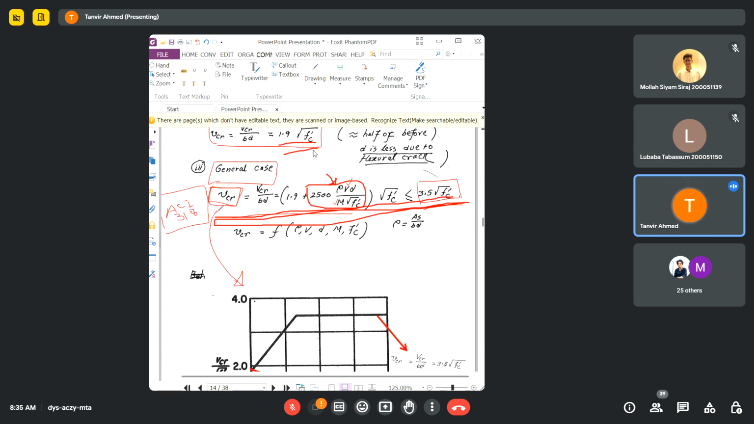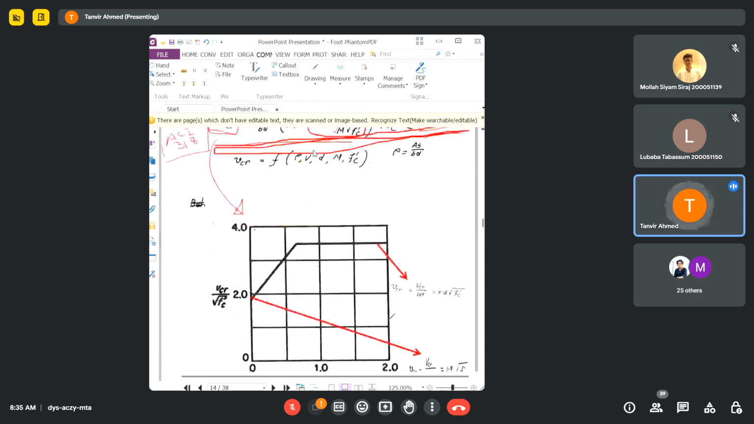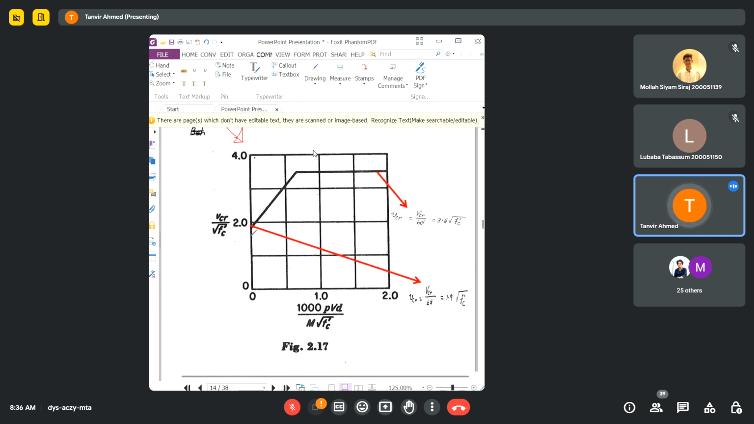Now this equation can also be expressed with this graph. Here you see that my coefficient is the smallest when this ratio is close to 0. And when will this ratio be 0? When your M is significantly large, then this coefficient will become 1.9.